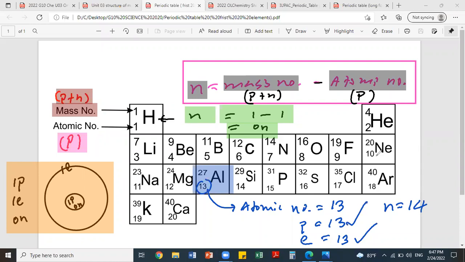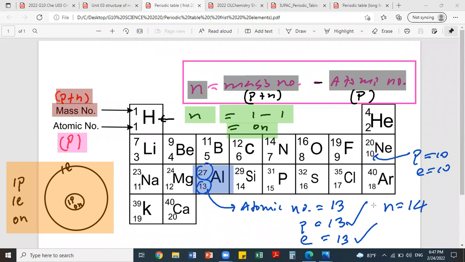For example, neon: protons 10, electrons 10, because the atomic number is 10. Oxygen, atomic number 8, means protons 8, electrons 8. And how do we find neutrons? The upper one, the mass number, minus the lower one, the atomic number. That's how you find the neutron number.